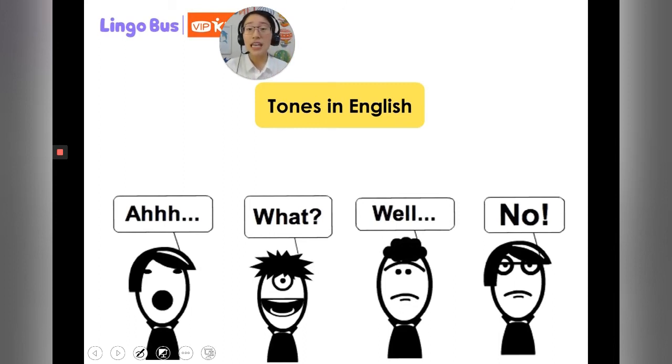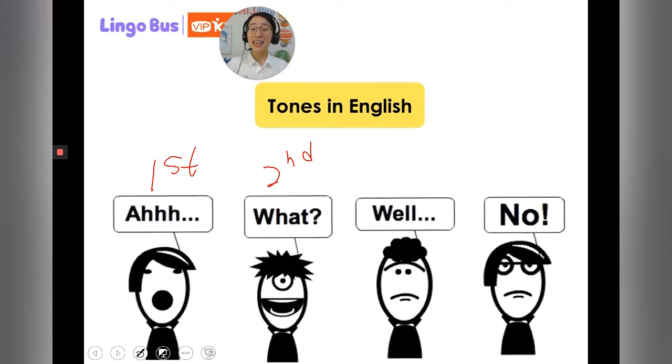Imagine you go to visit a dentist and your dentist asks you to wide open your mouth and say, ah. So when I say ah, it's a high flat tone. That is the first tone in Chinese. And then your dentist says, you have 11 cavities. You will be like, what? What? You just cannot believe it. When I say what, your tone goes up. It's a rising tone. That is a second tone in Chinese.